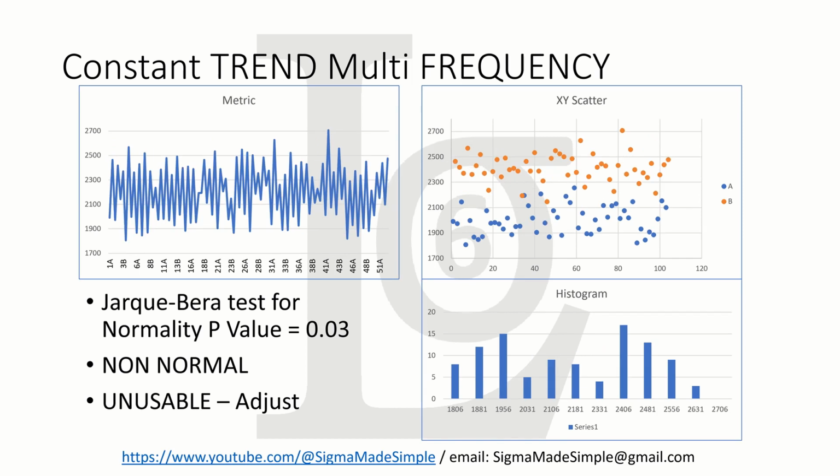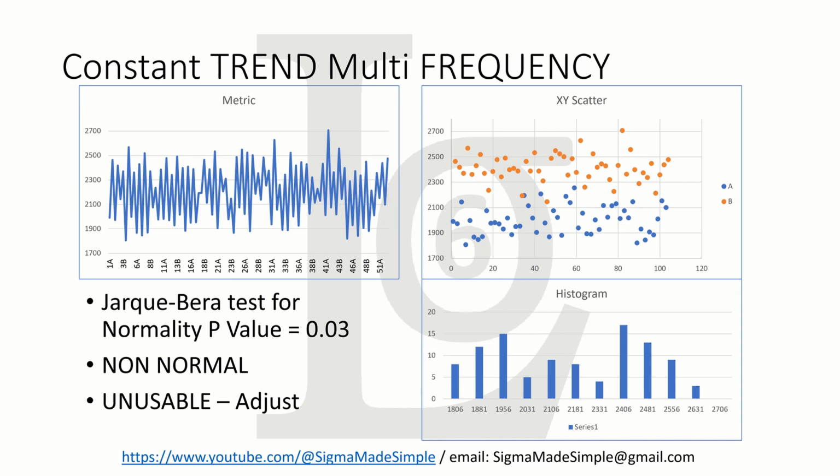So this is an example of a constant trend set of data with multi-frequency. Notice how the line graph in the upper left looks flat, which means it's constant, but it does have a weird look to it, kind of like a sawtooth pattern. This usually indicates some sort of frequency somewhere, so you should start slicing and dicing the data.